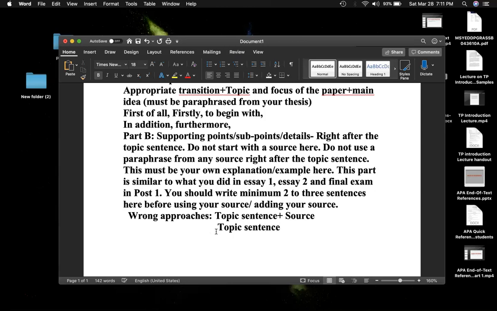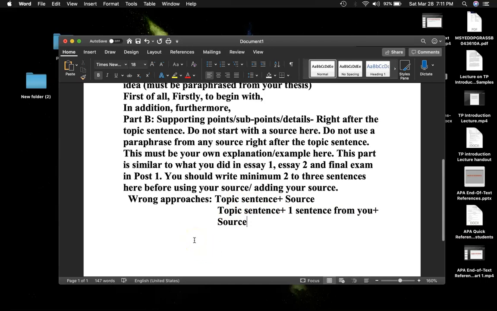Topic sentence plus one sentence from you plus source. So it is still not totally right. You see, these are two wrong approaches. The first one is definitely a very, very low grade on the rubric, and I'll explain it more in the online lecture when we look at the rubric. This one will give you a slightly higher grade than the first approach, but with both of them, guaranteed you will not get an A for your body paragraph structure. So you have to make sure you follow this. So now let's look at it. How do we do it?